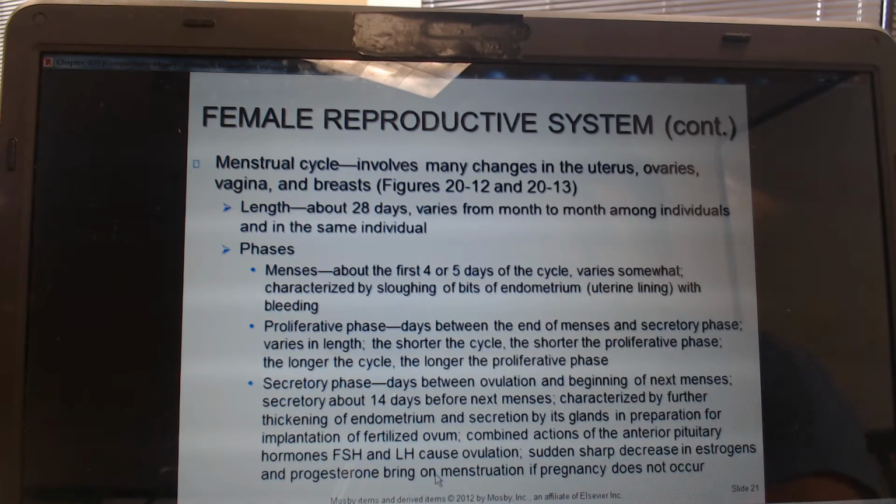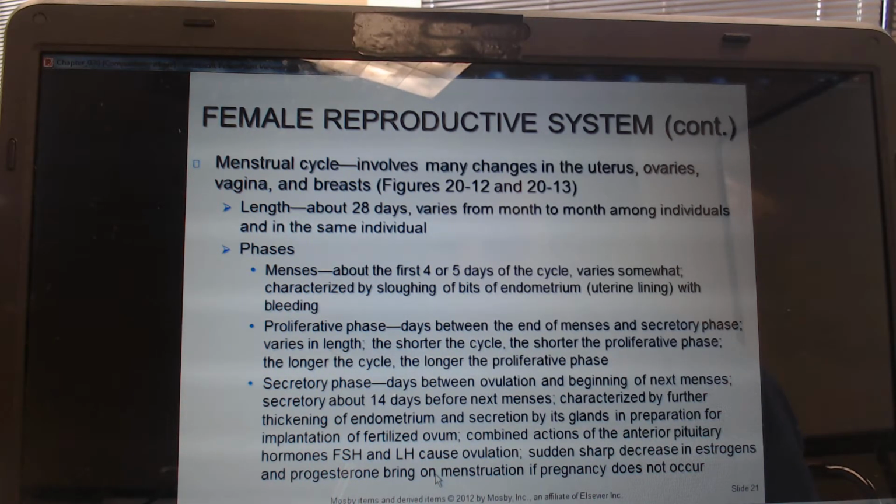Now, the menstrual cycle involves many changes in the uterus, ovaries, vagina, and breasts. The length is about 28 days. It varies from month to month among individuals and in the same individual. There are multiple phases. The menses, about the first 4 or 5 days of the cycle. It varies somewhat. It's characterized by the sloughing off of bits of the endometrium, which of course is the uterine lining, and as I said a minute ago, it's very vascular, and that's what leads to the bleeding.